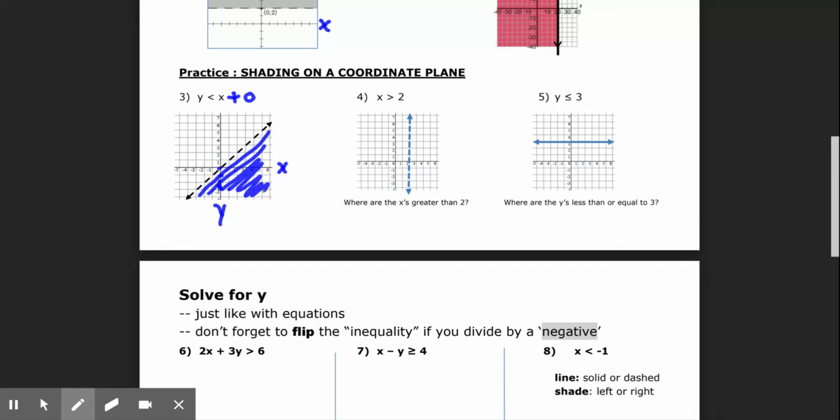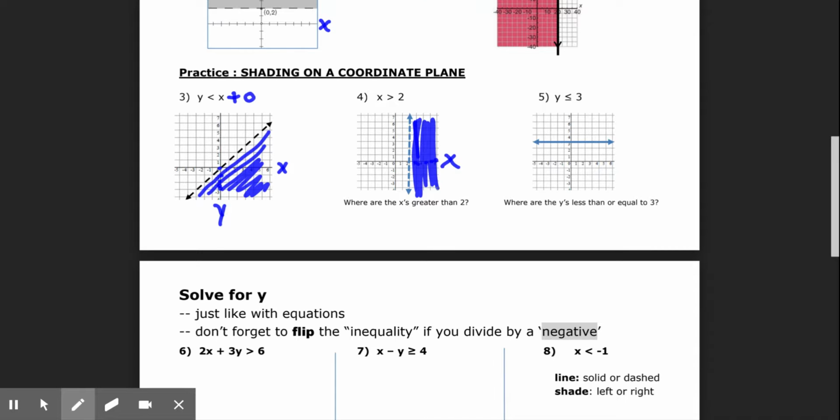Number 4, this is x is greater than 2. So remember, before we have graphed x is equal to 2. So it goes down through the x-axis. And since it doesn't have an equal sign, it's going to be a dashed line. So then you ask yourself, where are the x's greater than 2? So again, if this is your x-axis, they would be over here at 3, 4, 5, and so forth. So that commits you to that side of your dashed line.